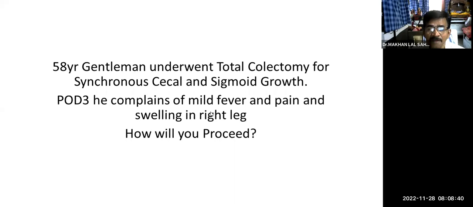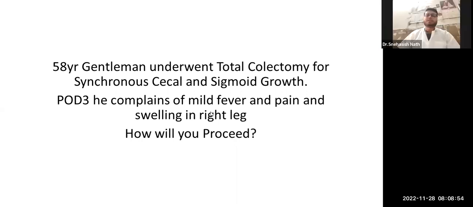Okay, fine. Then how will you proceed? Try to understand, this is not confined only to the leg. This is a patient after a major surgery on the third post-op day. So your answer should cover the global assessment of the patient. How do you proceed?